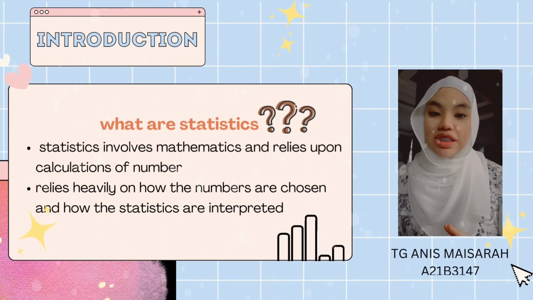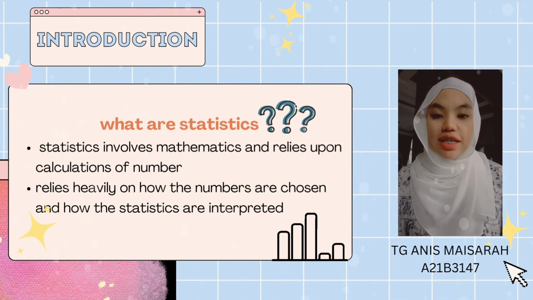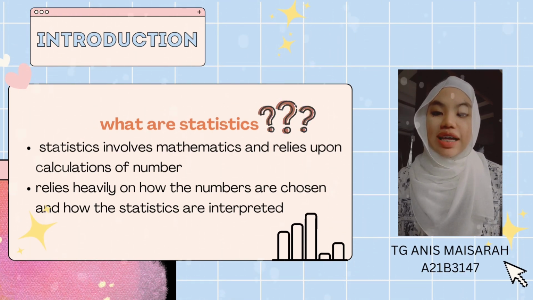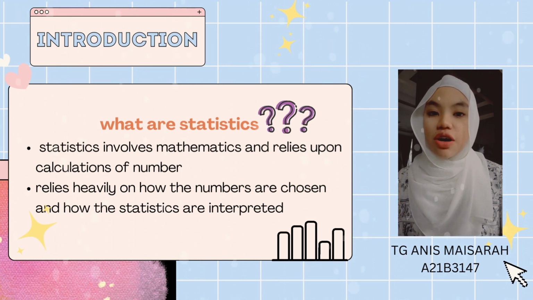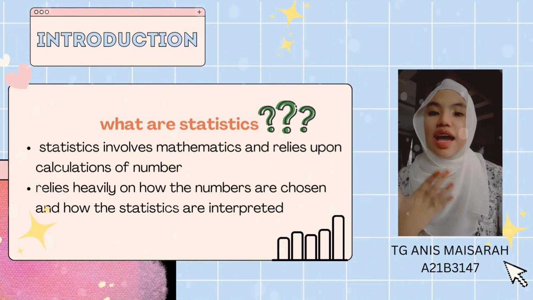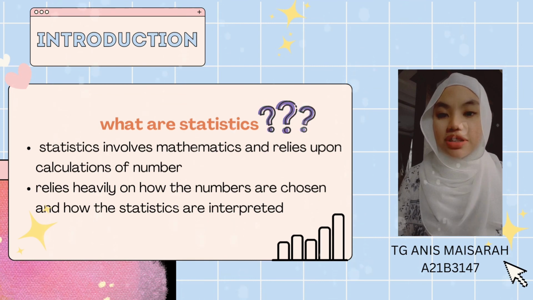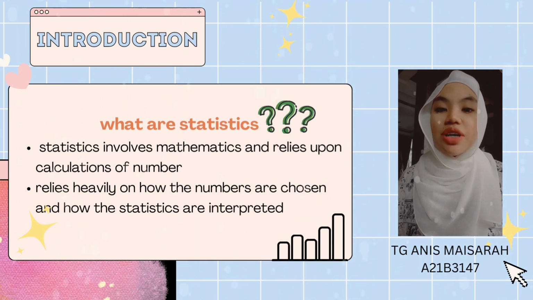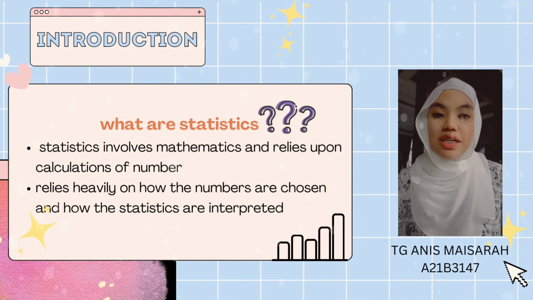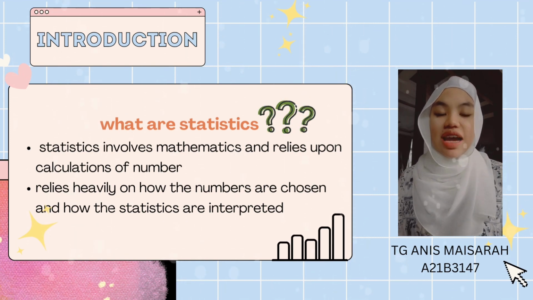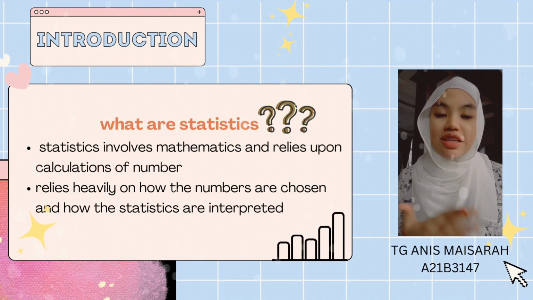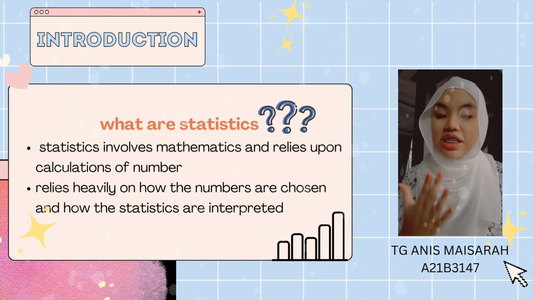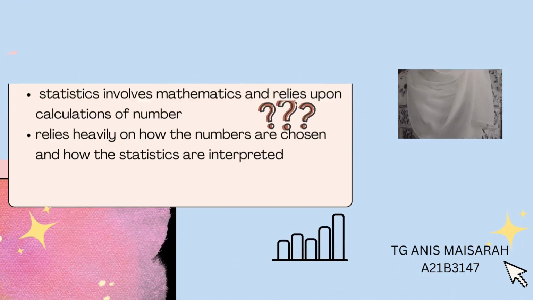For the introduction, the study of statistics involves mathematics and relies upon the calculation of numbers. It also relies heavily on how the numbers are chosen and how the statistics are interpreted. For example, the following three scenarios are interpreted based upon the presented statistic. It will find that the numbers may be right or may be wrong. It must identify a major flaw with each interpretation before describing it.